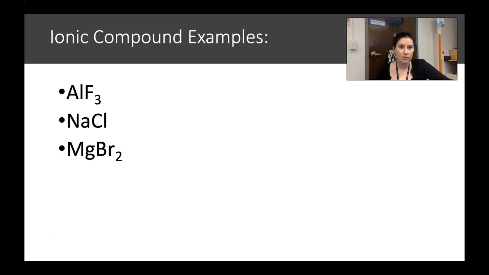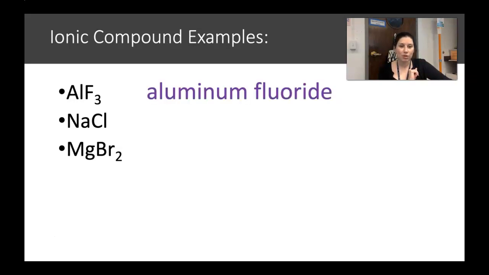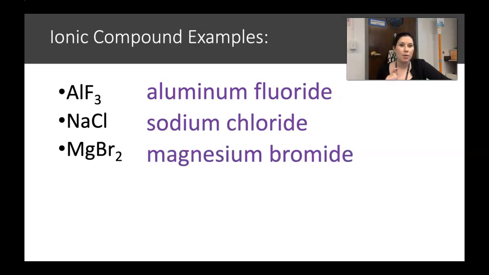AlF3. All right, so I'm going to name my first metal, aluminum, and then my second element, fluorine, just turns into fluoride. Do I need prefixes? No. Aluminum fluoride. That's it. All right, NaCl. You might be familiar with this one, and you might use it at home to season your popcorn. I have Na, sodium, Cl, chlorine. That changes to chloride, sodium chloride. All right, MgBr2, magnesium bromide.